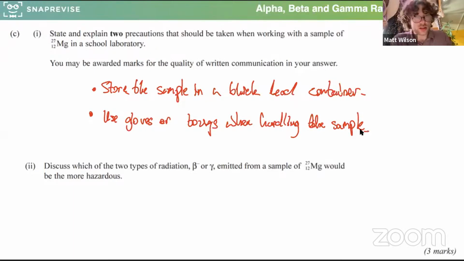Okay. Next question. Discuss which of the two types of radiation, beta minus or gamma, emitted from a sample of magnesium would be more hazardous. Now, this is interesting. I'm going to give just 20 seconds to have a think about the answer to this question, what you think it could be. So I'm just going to pause. If anyone has a guess, feel free to put it in the chat. I think this one's a super interesting question.